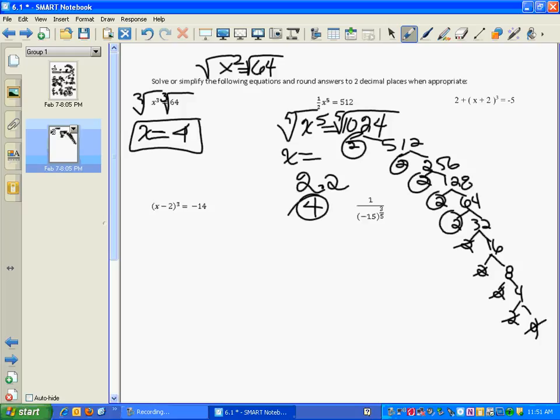So I took out one set of 2's, and then I had 5 more, so I could take out another set of 2's. Okay, if I'm trying to isolate, what do I need to move? This 2, right? How do I do it? (x + 2)^3 = -7.